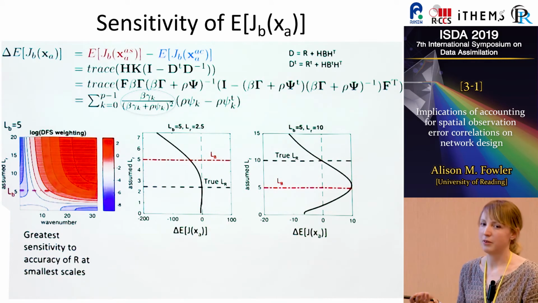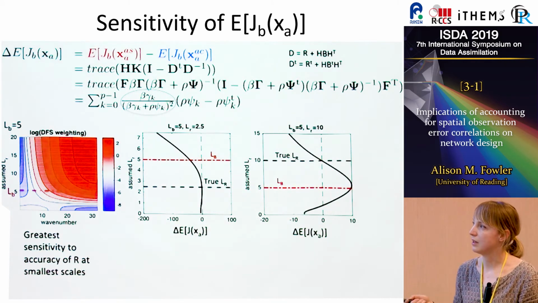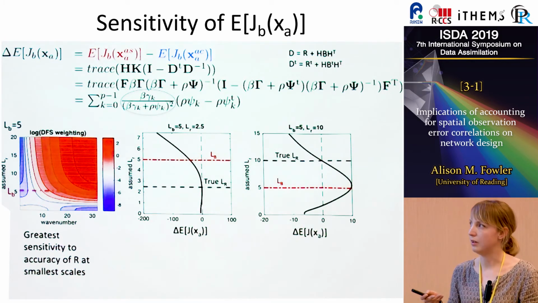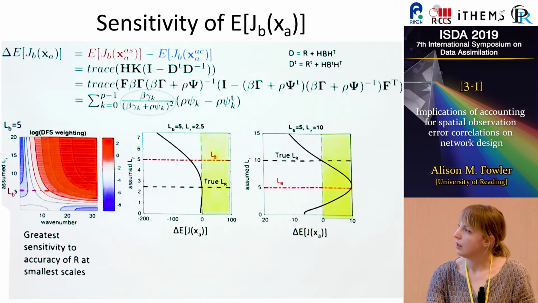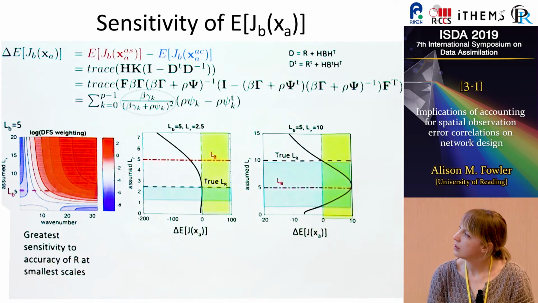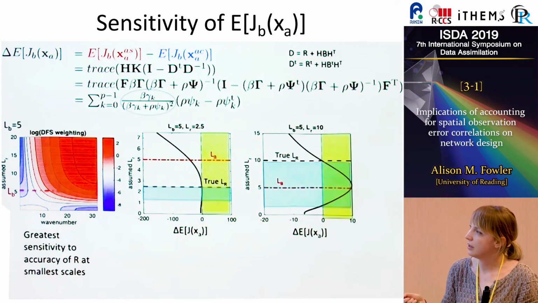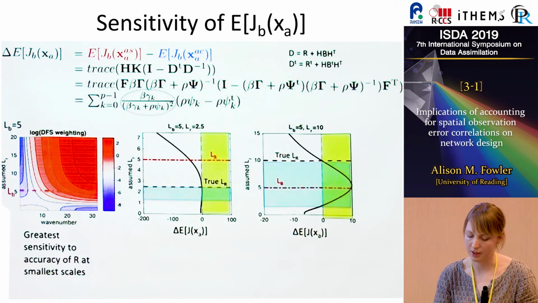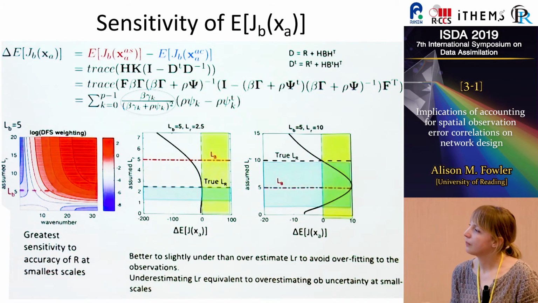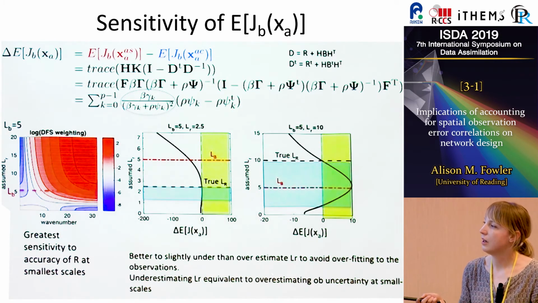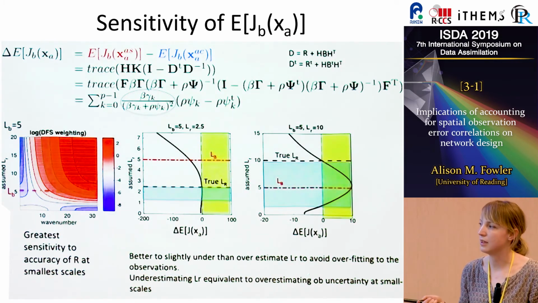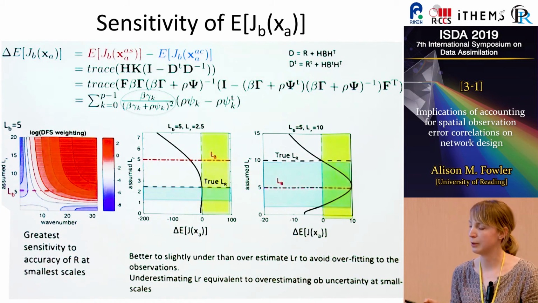But if it's not 0, we'd rather it be positive than negative, as that would indicate underfitting to our observations rather than overfitting. So that means that in both cases, we'd rather underestimate the length scales in our R matrix than overestimate them, which is the same as overestimating the uncertainty at the small scales in the observations.